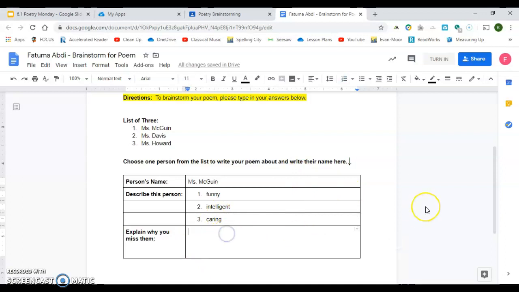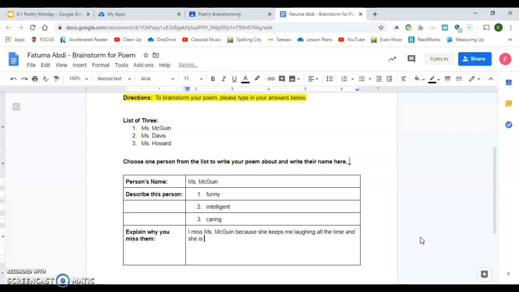Now, why do I miss her? Miss McGuinn because she keeps me laughing all the time. And she is there for me when I need her. Okay? When you're brainstorming, you're not going to worry about spelling.